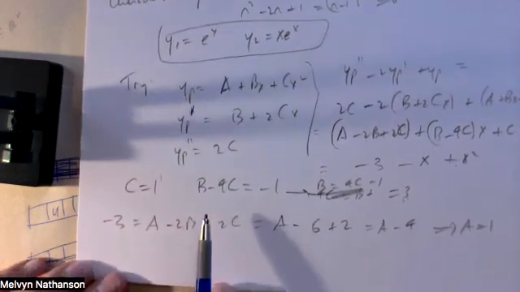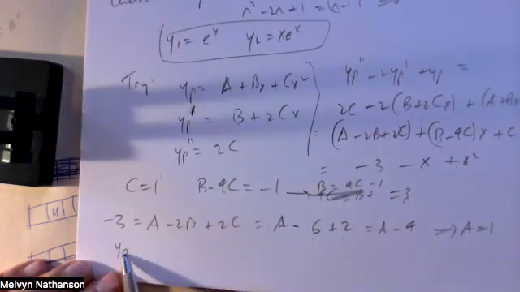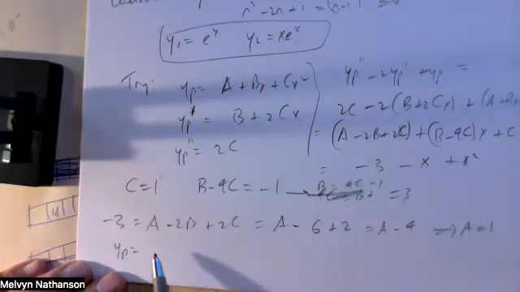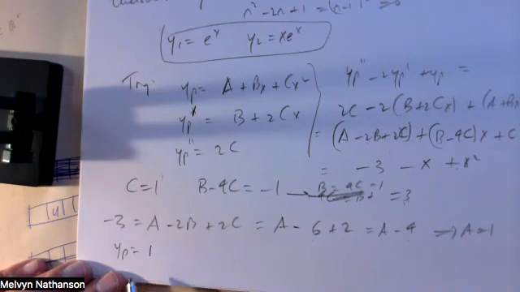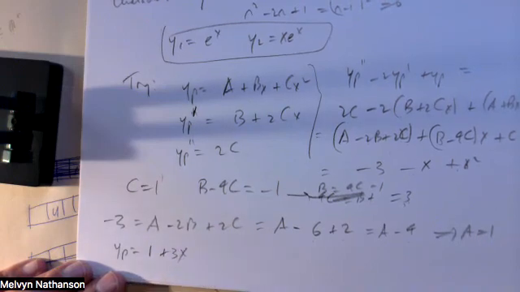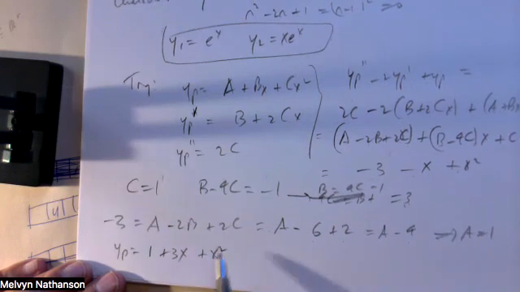So we get a particular solution, y sub p is a, 1, plus bx, b is 3, plus cx squared, c is 1, plus x squared.